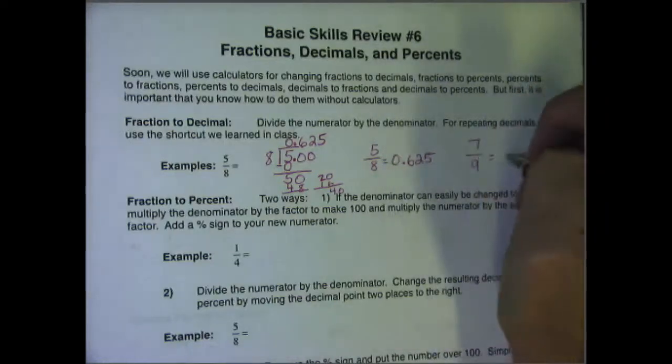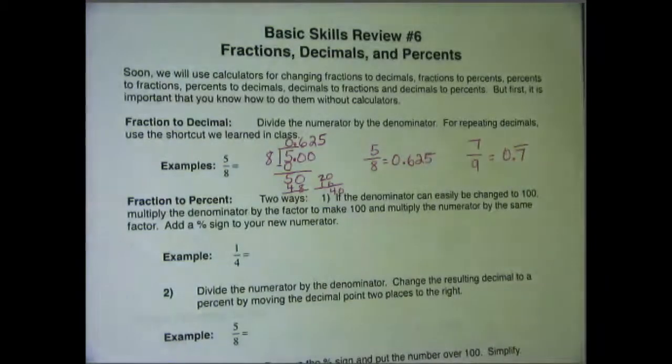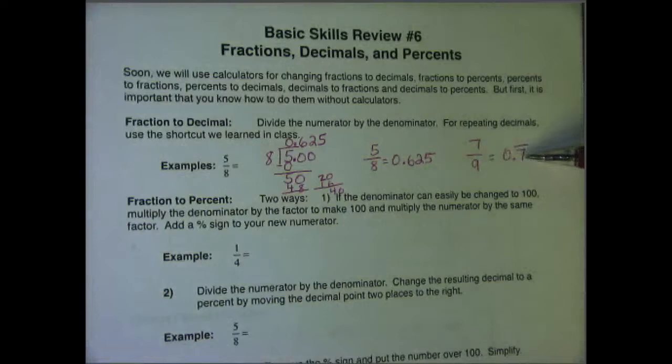Now remember when we had repeating decimals such as 7/9, we could use our shortcut and we just say 0.7 repeating. So for that, if you need to show the division, that's fine, but you may also use the shortcut.